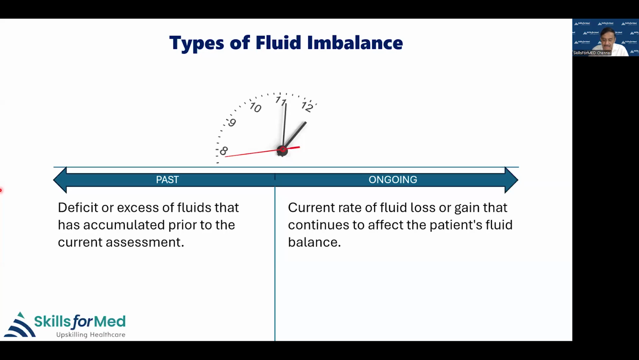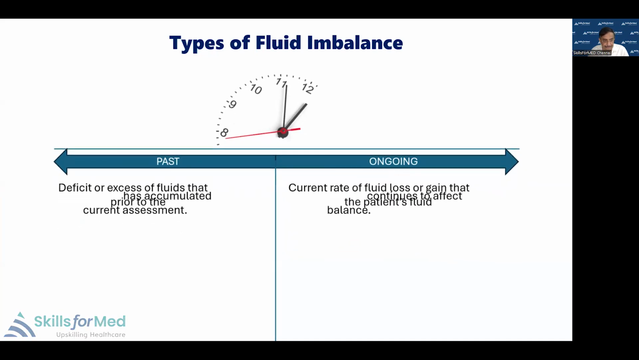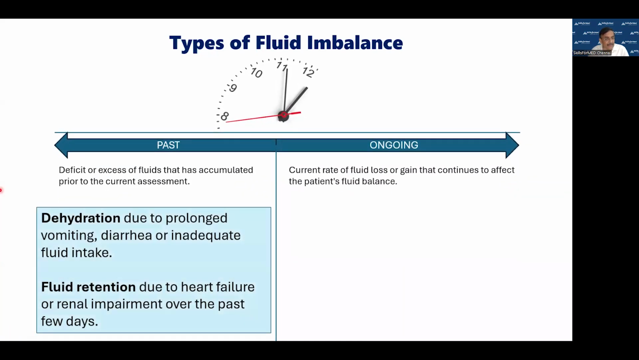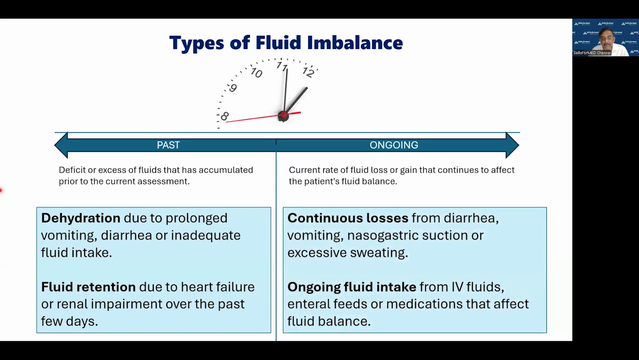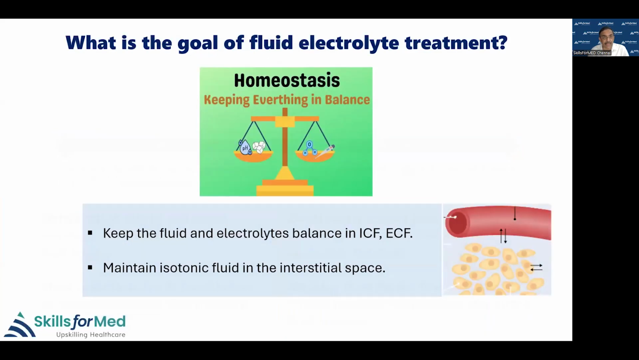So the imbalances always are either past or ongoing. And if you look at the past, I already told you dehydration due to prolonged diarrhea, vomiting, or inadequate fluid intake, or fluid retention due to heart failure, renal impairment over the past few days before they come to the hospital. So we'll take that into account. Ongoing could be diarrhea, vomiting, nasogastric suction, excessive sweating, maybe because of fever, or increased fluid intake, IV fluids, enteral feeds, or medications that affect the fluid management that cause the fluid retention, and also diseases that cause fluid retention. So this is something you have to always keep in mind.